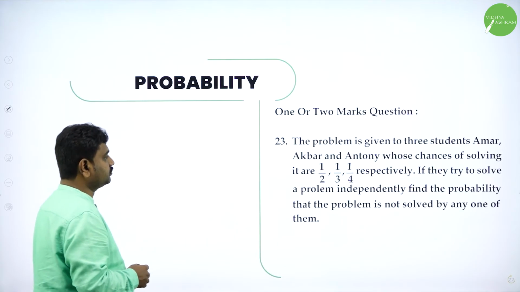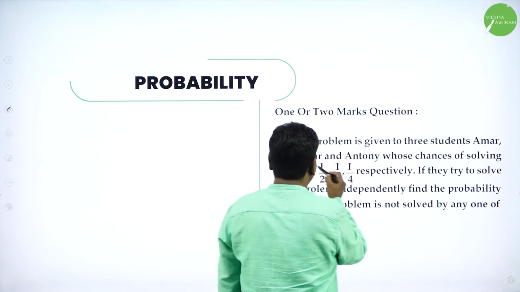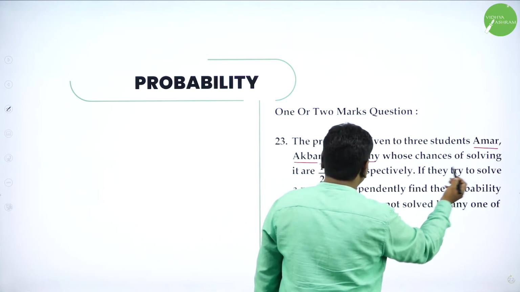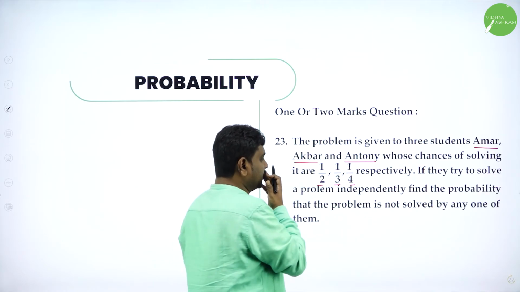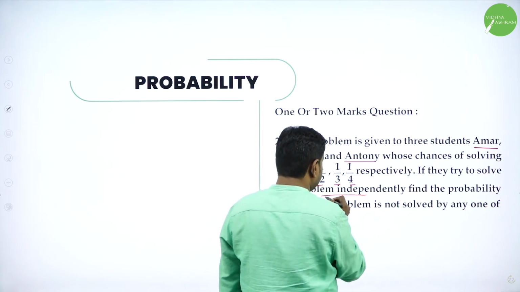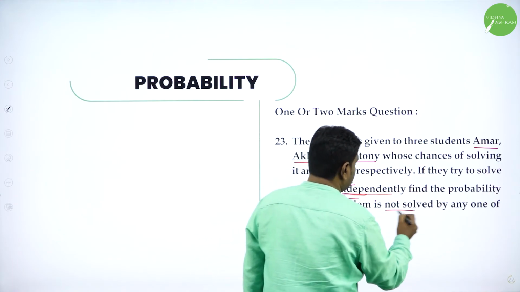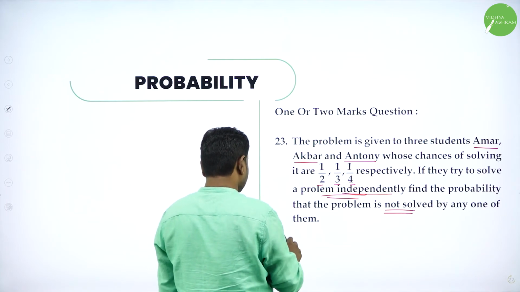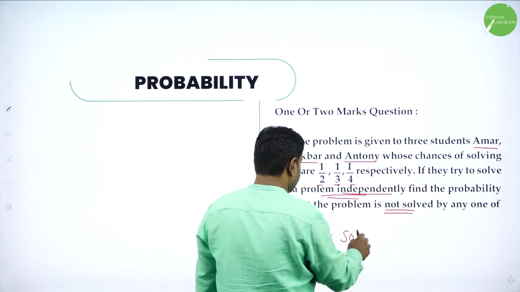Then the problem is given to 3 students, Amar, Akbar, Anthony, whose chances of solving is 1 by 2, 1 by 3, 1 by 4. Chance means probability. Now, if they try to solve independently, the word independently is important, the probability that the problem is not solved. So now first we'll say A, Amar solving the problem. Event A is what? Amar solving the problem.